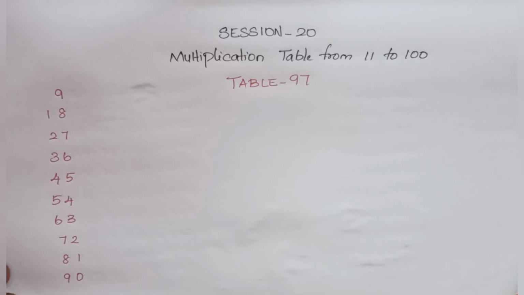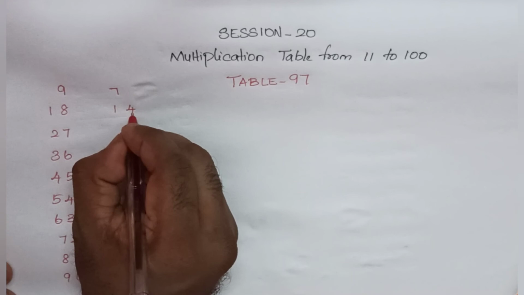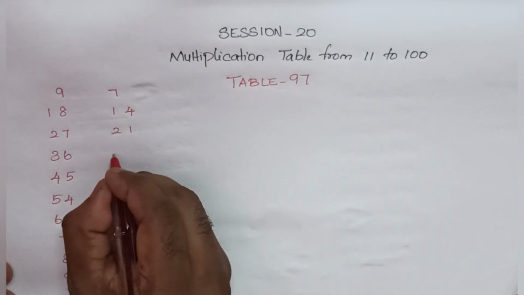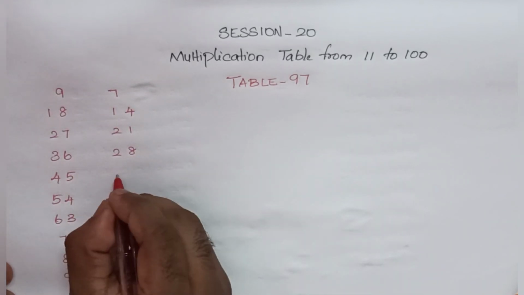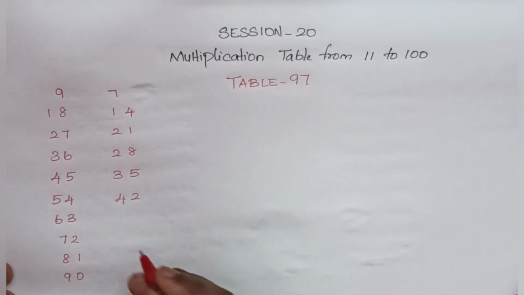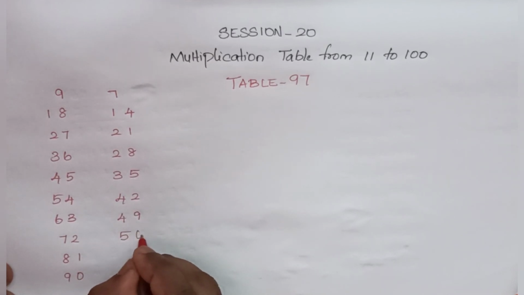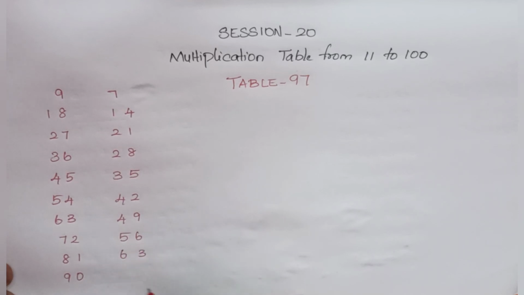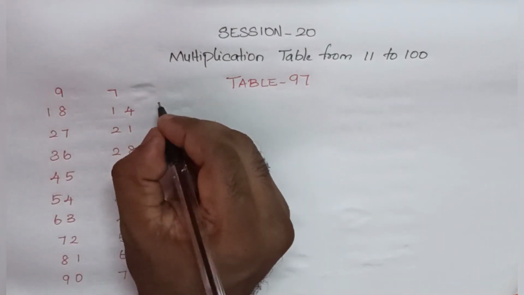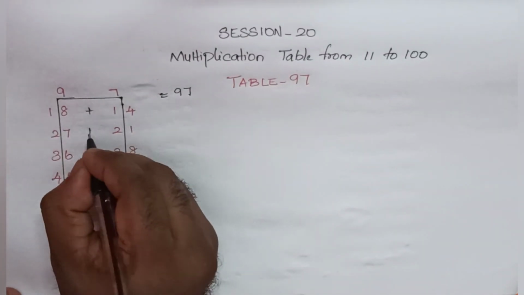Then go for the 7th table. 7, 14, 21, 28, 35, 42, 49, 56, 63, 70. Now join both the digits. 9, 7. It means 97. So put plus here. So 1 outside. 8 plus 1 is 9. Then 4. 194.